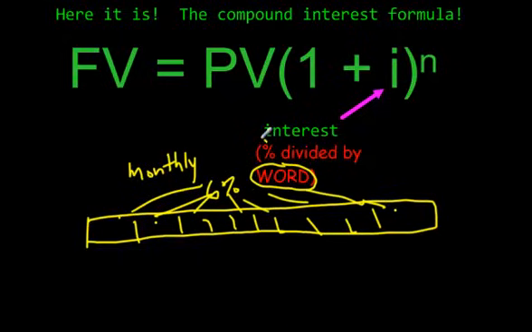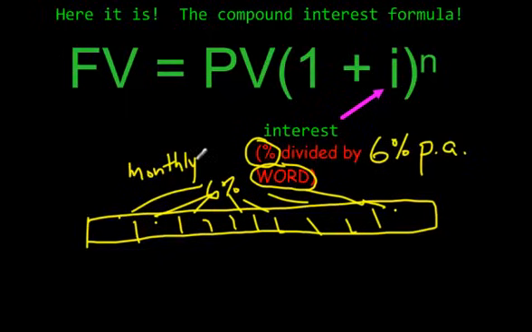Whenever they give you the percent, they might say 6% per year, or they might say P.A. That means per annum. Same thing, per year. And you're just cutting it up into chunks. So divide by the word. If the word is monthly, divide this by 12. If it's weekly, take 6% and divide by 52. Okay? Heck, if it said compounded daily, you would take 6% and divide by 365.